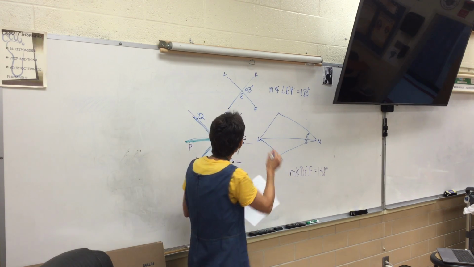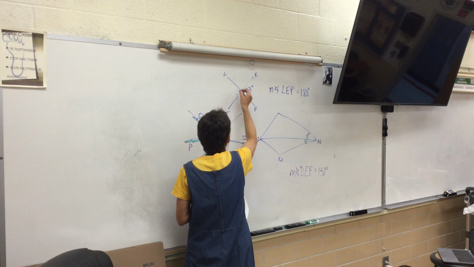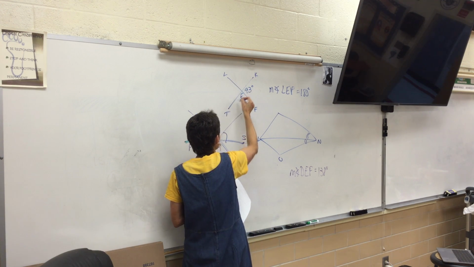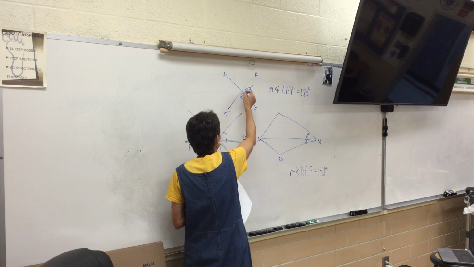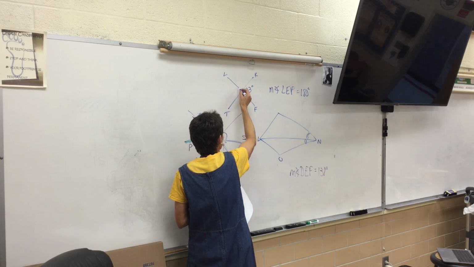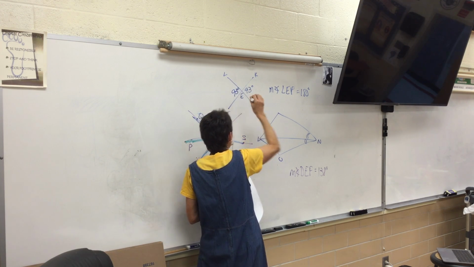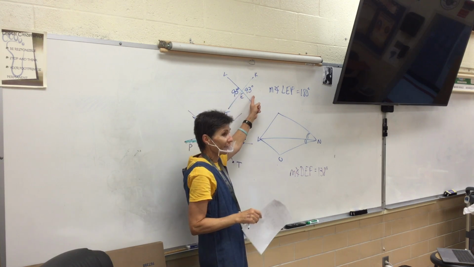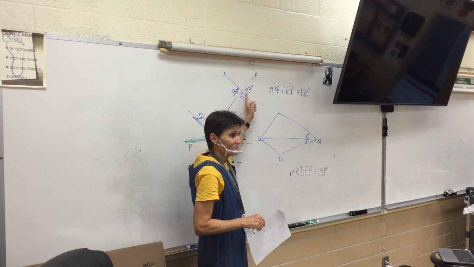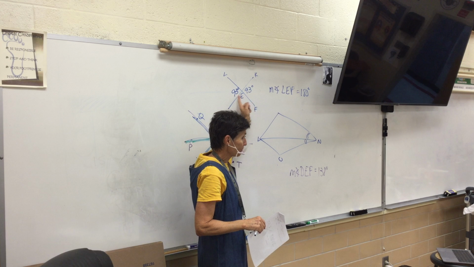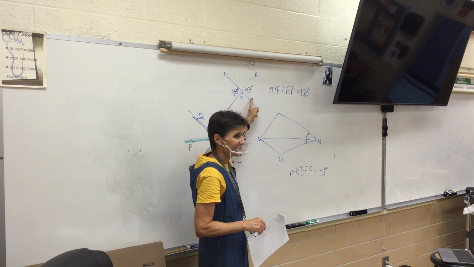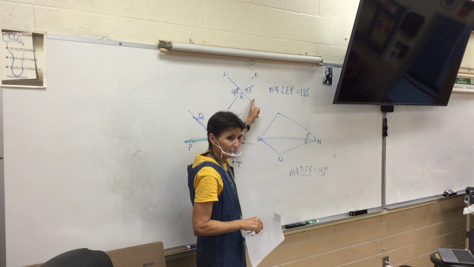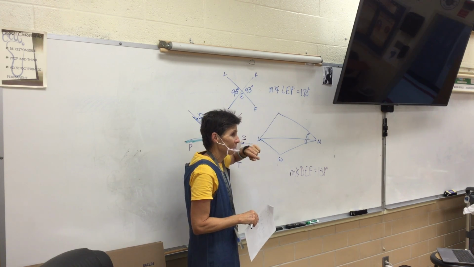What about LET? What about this one right here? LET. How big would it be? 93. Exactly. Because these are what kind of angles? Vertical. And we know vertical angles are always congruent, right? Always congruent.